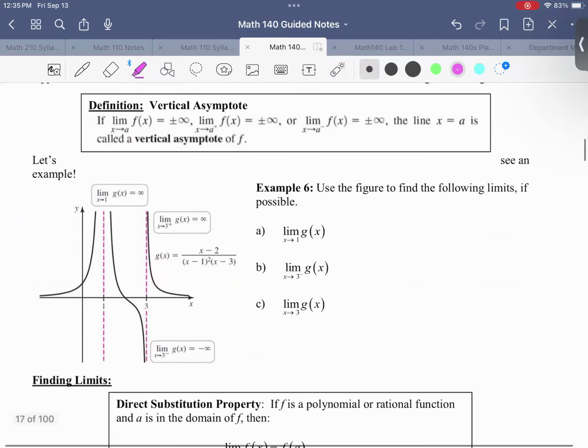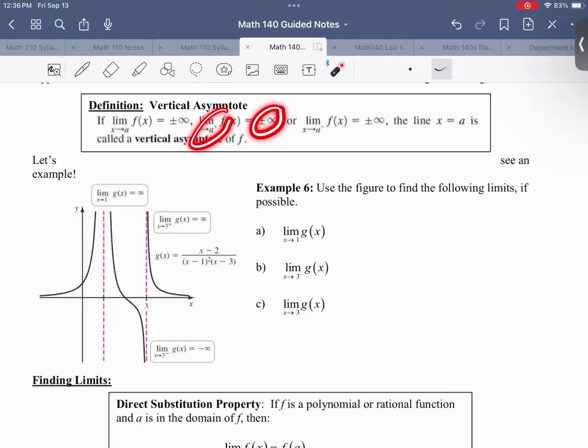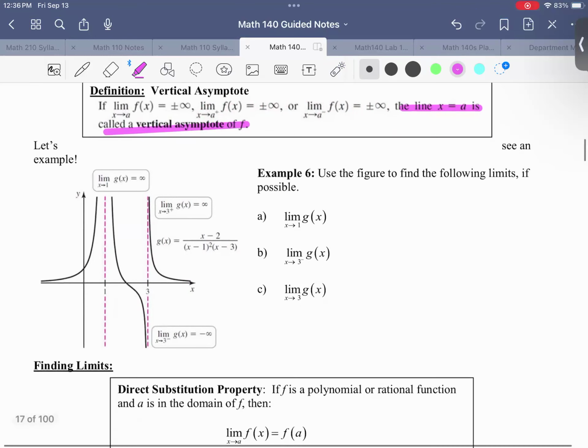More about vertical asymptotes. So here's a good definition box, vertical asymptote. If you're finding a limit as x approaches a and you're getting positive or negative infinity, and if you're approaching it from the right, you get positive or negative infinity, or you're approaching it from the left and you get positive or negative infinity, then that line x equals a is a vertical asymptote of that function. So let's look at these examples and see these vertical asymptotes.